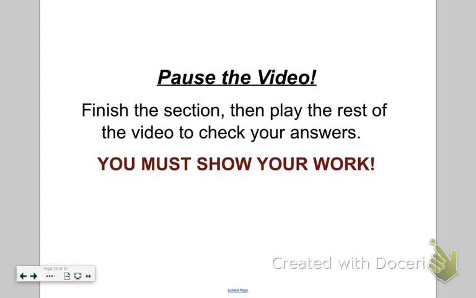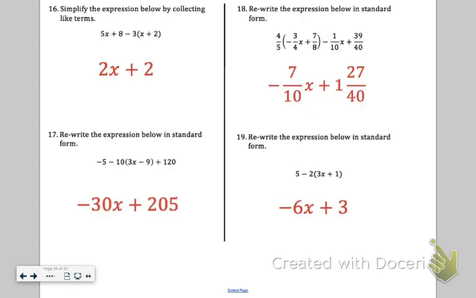All right, here we are. Let's look at the answers. 16, we get 2x plus 2. Again, be careful if you distributed a -3 incorrectly. That was a -3 there. So make sure that got distributed correctly.